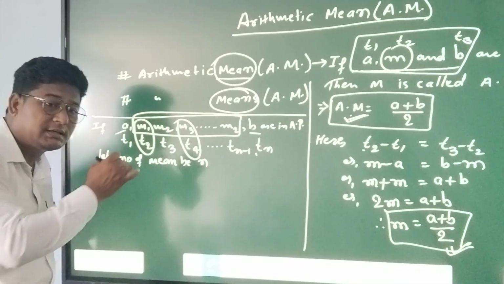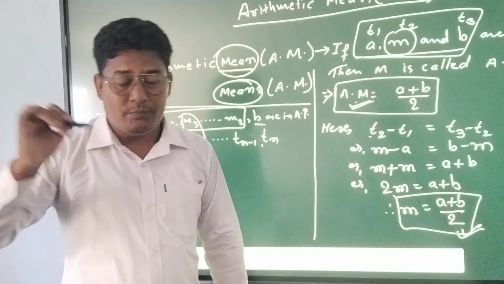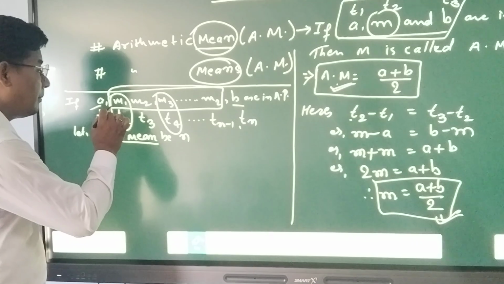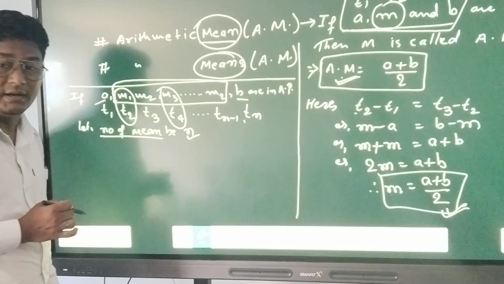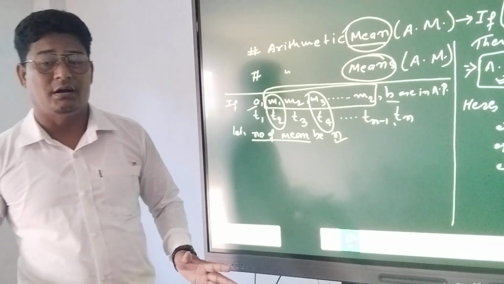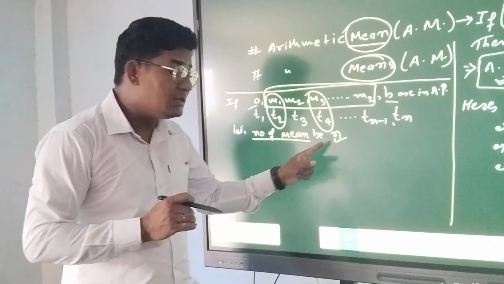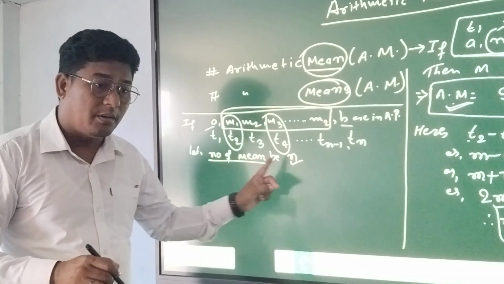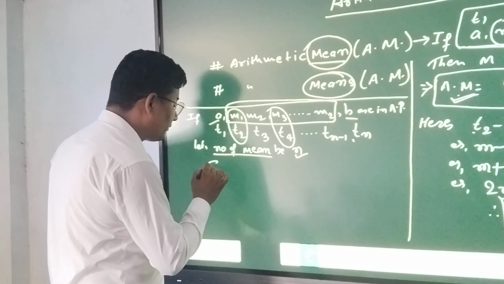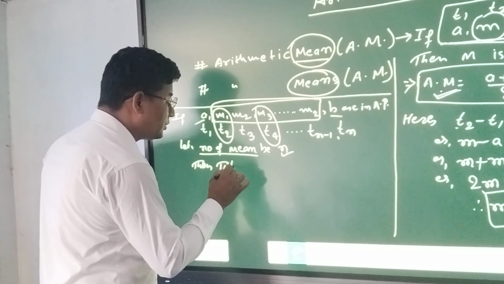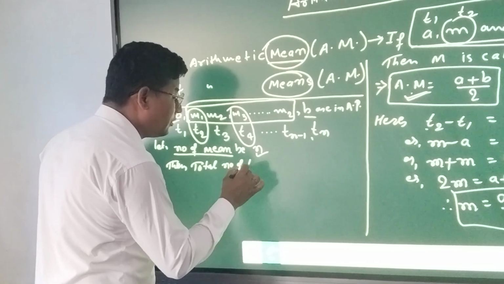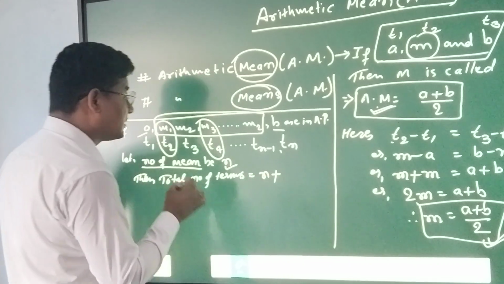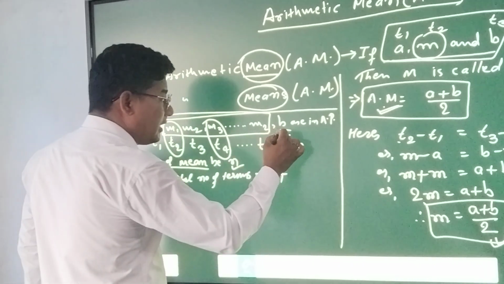And the rest of the terms between the first term and last term are all called the means. All of them are counted for n. Suppose n is the number of means, not the number of terms. Generally n is for the number of terms, but here n is for the number of means. Then total number of terms equals n plus 2.